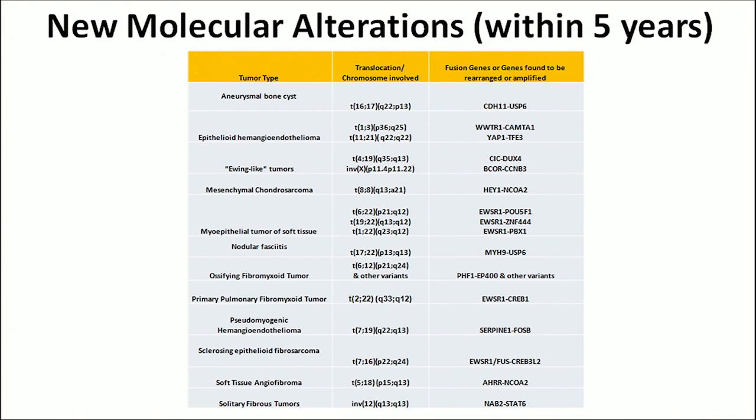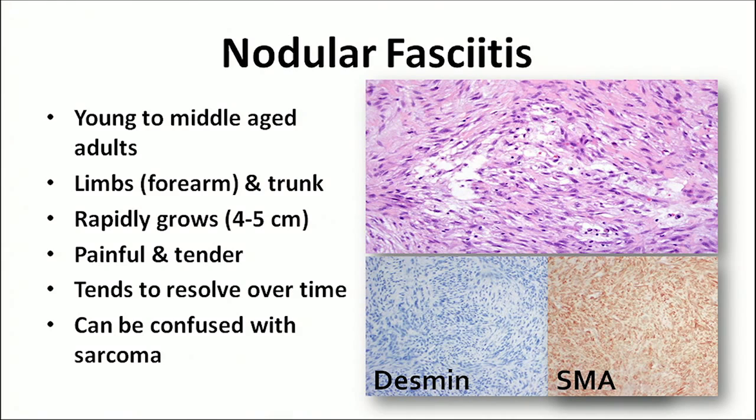So here are some of the new molecular alterations that have been discovered just within the last 5 years in some tumors, and we'll go through quickly some examples of these. So nodular fasciitis, who would have thought? Many of us would have suggested that this was potentially a reactive lesion, although there was always the data that it was clonal, but it self-resolves.